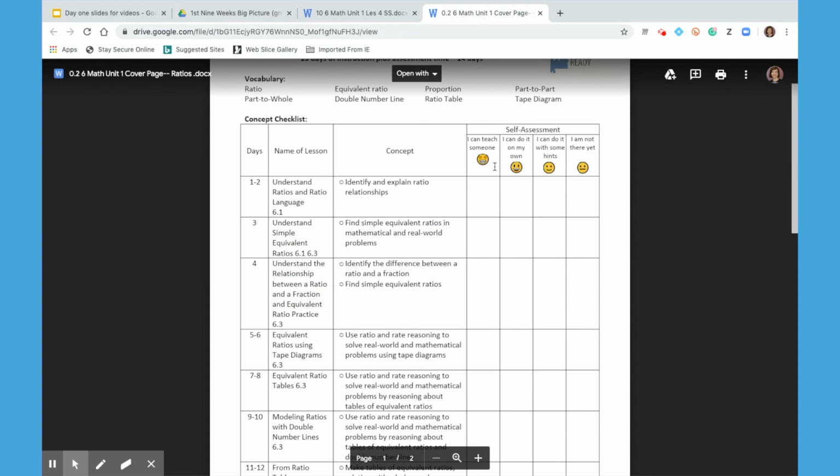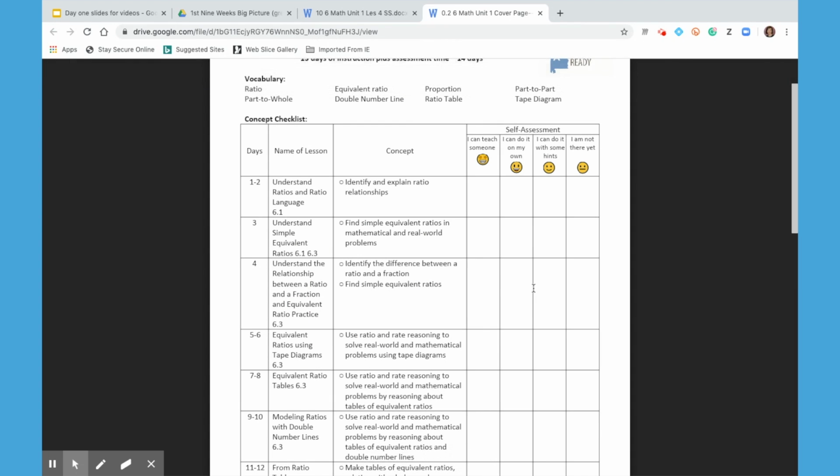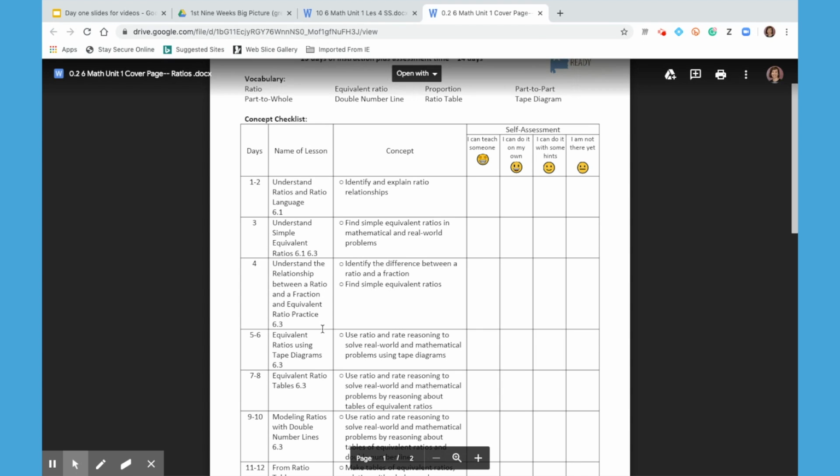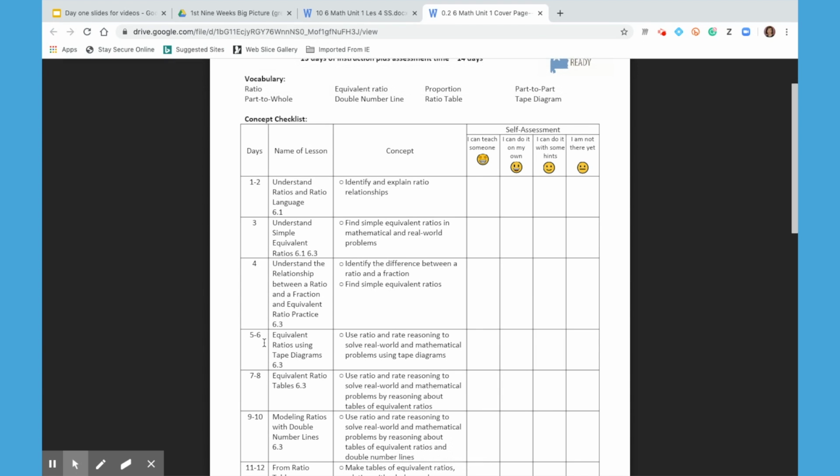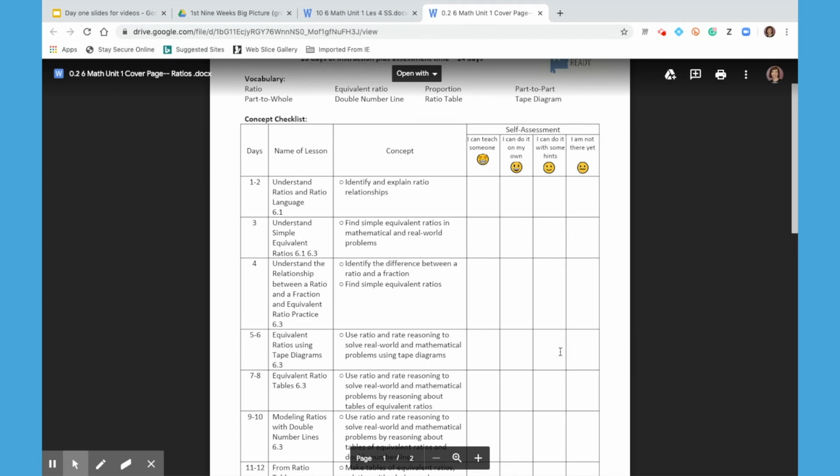Now let's look at the cover page. What is the expected concept or learning target that you want the students to know going through this lesson? If you can see, we've got 2 days, day 5 and 6, equivalent ratios using tape diagrams. That's the course of study number. And we want our students to know: I can use ratio and rate reasoning to solve real-world and mathematical problems using tape diagrams. And then, at the end of the lesson, they're going to be able to self-assess themselves.